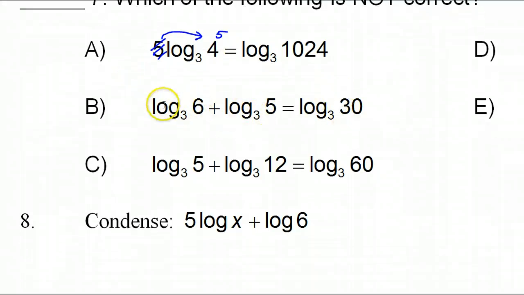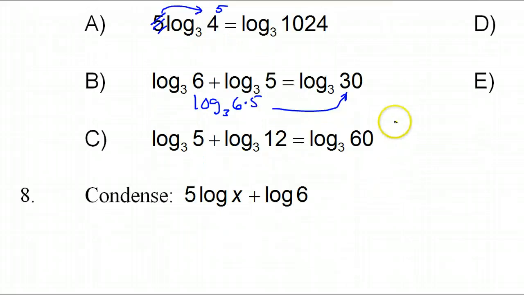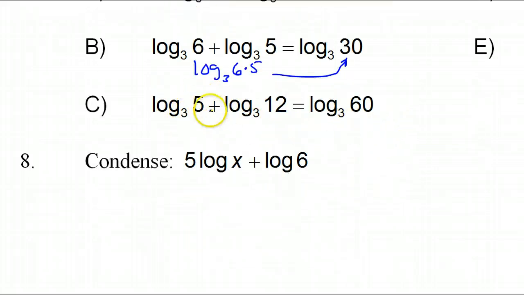A moment ago we discussed that when we add two logs, they condense down to multiplication. So this would condense down to log base 3 of 6 times 5, and 6 times 5 is 30. So that one's correct. Same thing here when you're adding two logs, when you're condensing, it condenses down to multiplication. So this would be like 5 times 12, which is 60. So that one's correct.